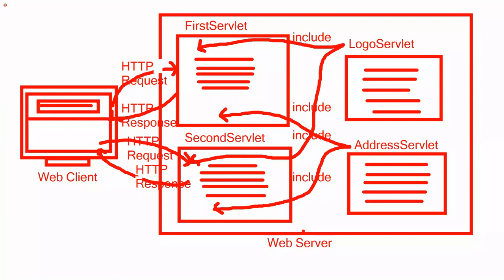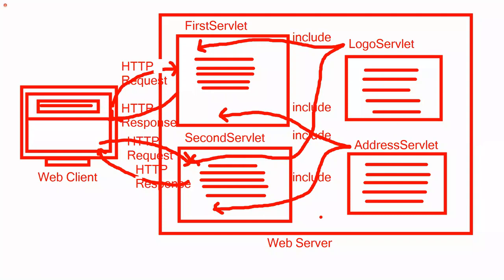Think yourself and give me the answer. What is the benefit with this one? With the including concept, what is the benefit? Now, the forwarding benefit I gave, that is modularity. Here, the including benefit is reusability. The logo servlet is reusable. The address servlet is reusable. Say 100 servlets, but one logo, one address. You can include them 100 times.